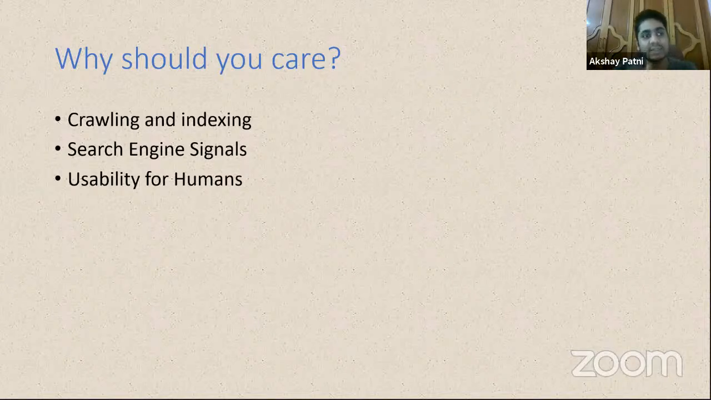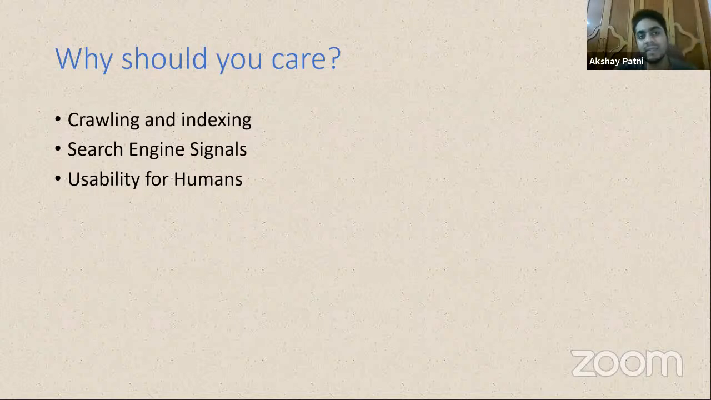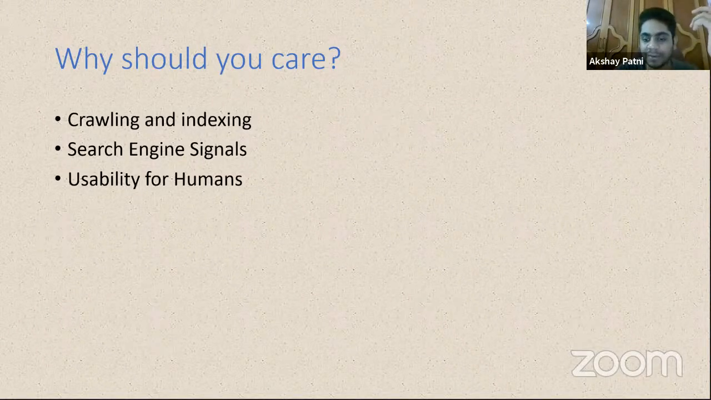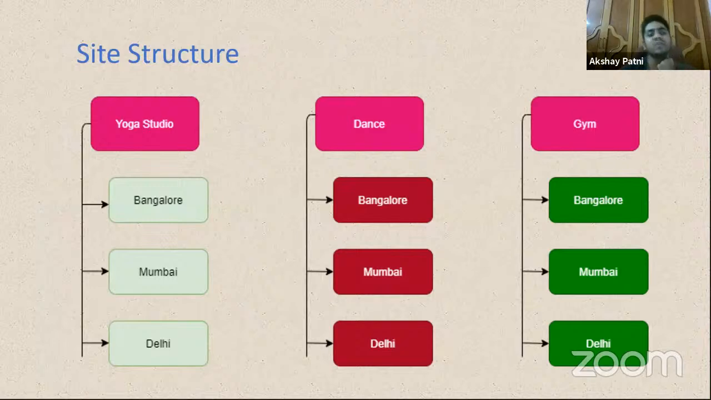So that's the search engine signal, and even humans can figure out properly that okay, in this page or in this category what type of content can be there. Getting it? So let's say, as I explained in sports, golf is there, something like that. I'm giving you some more examples.